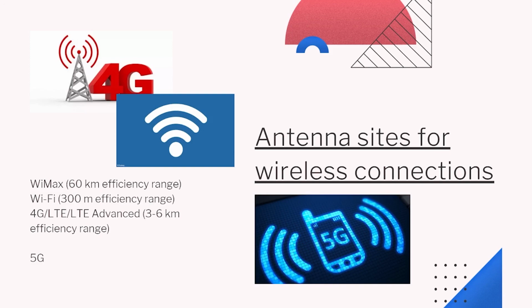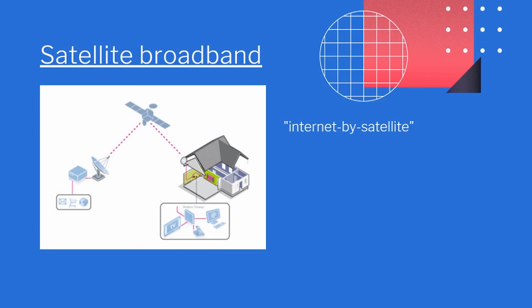5G. The next one is the satellite broadband, also referred to as Internet by satellite. It is a high-speed bidirectional internet connection that is established via communications satellite located in the stationary orbit. The end customer sends and receives data via a satellite dish located on the rooftop of the house.